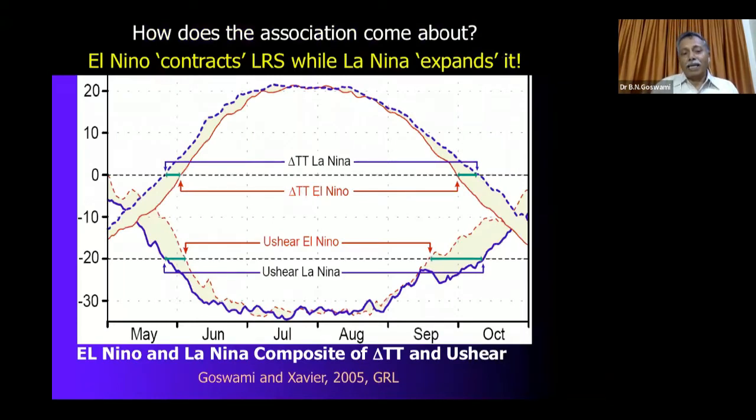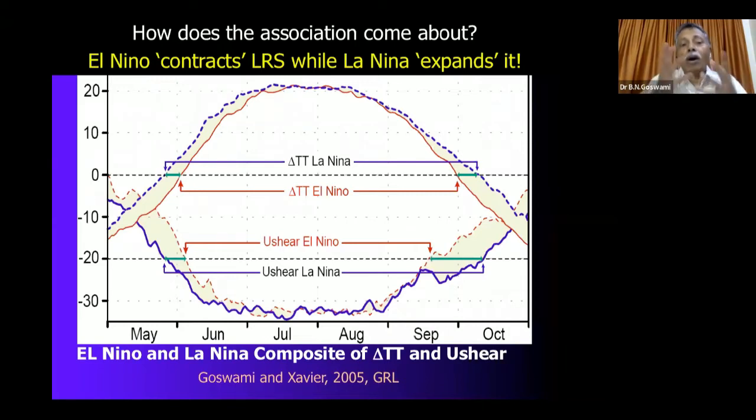They control it by expanding or contracting the length of the rainy season. If you do a composite of the tropospheric temperature gradient during El Nino years and La Nina years, you find that during El Nino the length of the rainy season is contracted. During La Nina, the length is expanded. By expanding the length of the rainy season, it adds more rain, and that is what increases the rain. In addition, it can also change the amplitude, but by this itself it can introduce a certain amount of variability into the monsoon.